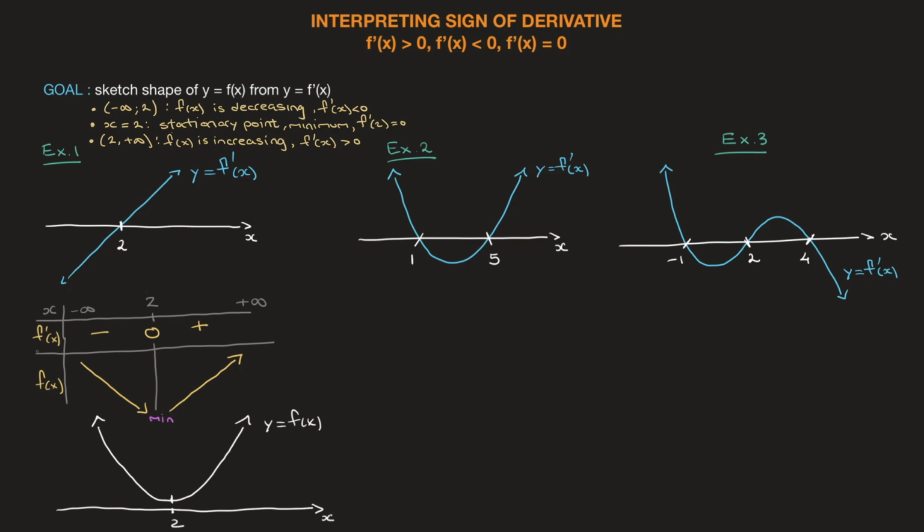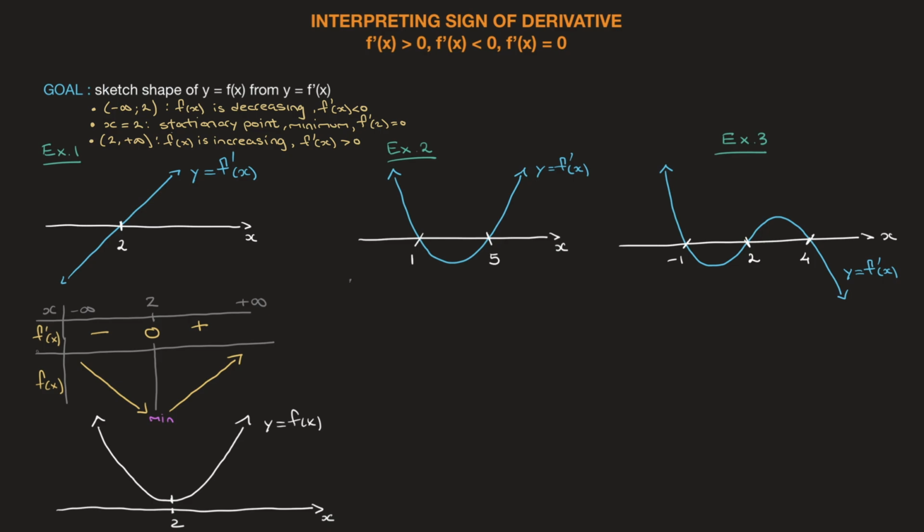That being said, let's now do the same thing for example 2. So here again, we're given the graph of y equals f dash of x, and we can see that it crosses the x-axis at 1 and at 5. And once more, we need to make a sketch of a possible y equals f of x.